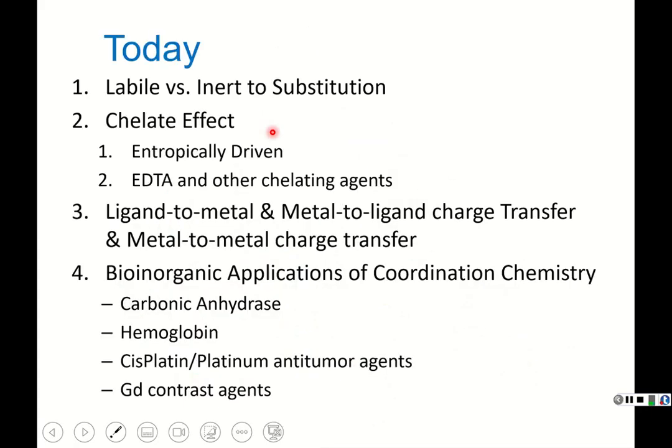Okay, so what we'll be talking about today, listed here, we'll talk about labile versus inert to substitution, those two terms, something known as the chelate effect. We'll talk a little bit about ligand to metal and metal to ligand charge transfer, and also metal to metal charge transfer. We brought up the first two terms here at the end of last lecture. We'll discuss that a little bit, and then we'll get into some of the bioinorganic examples of coordination chemistry.